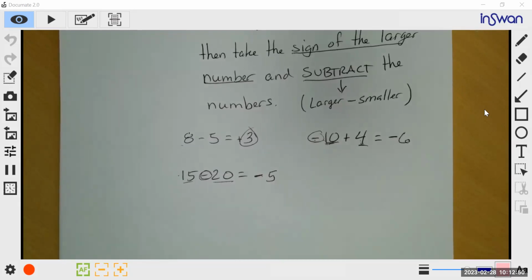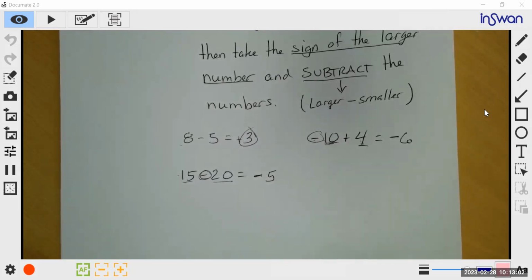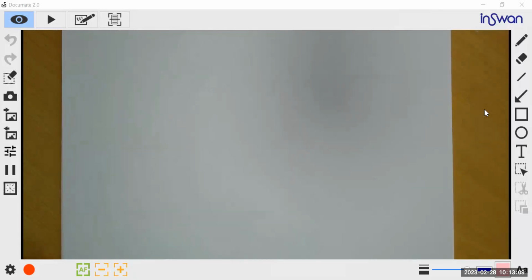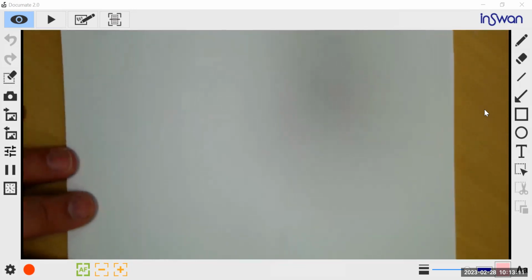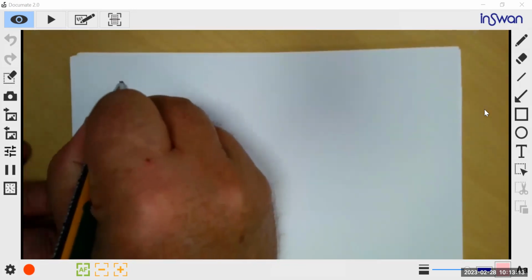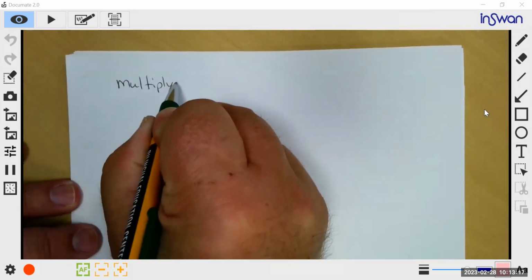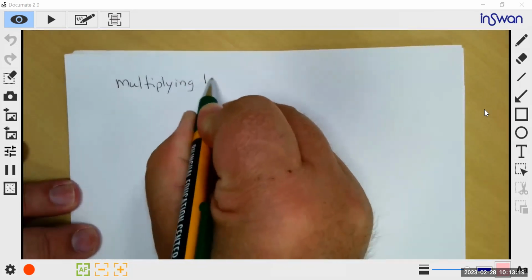That's how you do subtraction. Treat them both separately. It's a lot less problems. You'll make fewer mistakes this way. Treat the signs and the numbers differently. Okay, so that's adding and subtracting. What about multiplying integers?